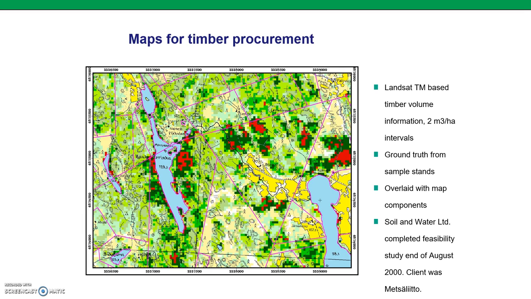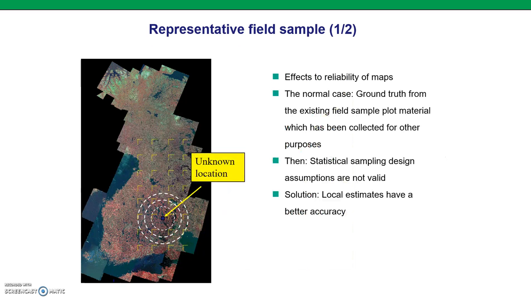Nowadays we have covered the entire country with timber procurement maps, which are derived from satellite imagery. For the National Forest Inventory, field plots are used as ground truth data, and these data sets are used by private companies to check the availability of different raw materials.